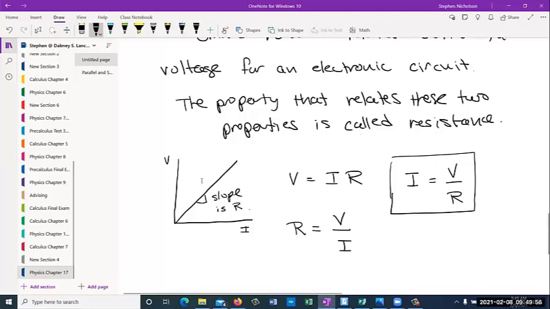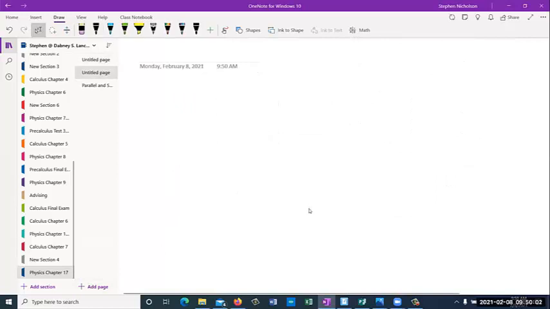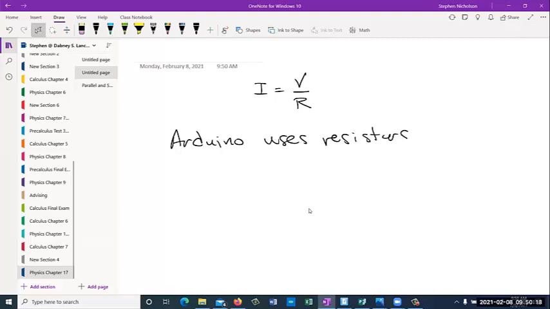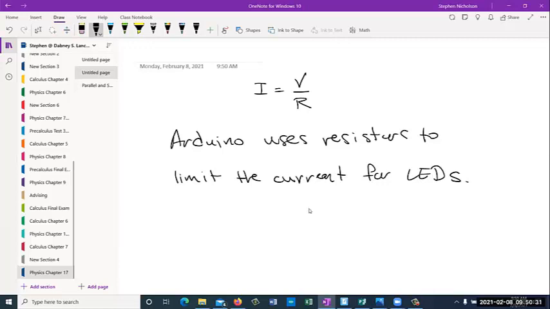So let's just do a simple example here. Let me add a page. We're going to use this one: current is voltage divided by resistance. For Arduino, and we've seen this, the Arduino uses resistors to limit the current for LEDs. So when you put an LED in a circuit, let's just draw a circuit here.